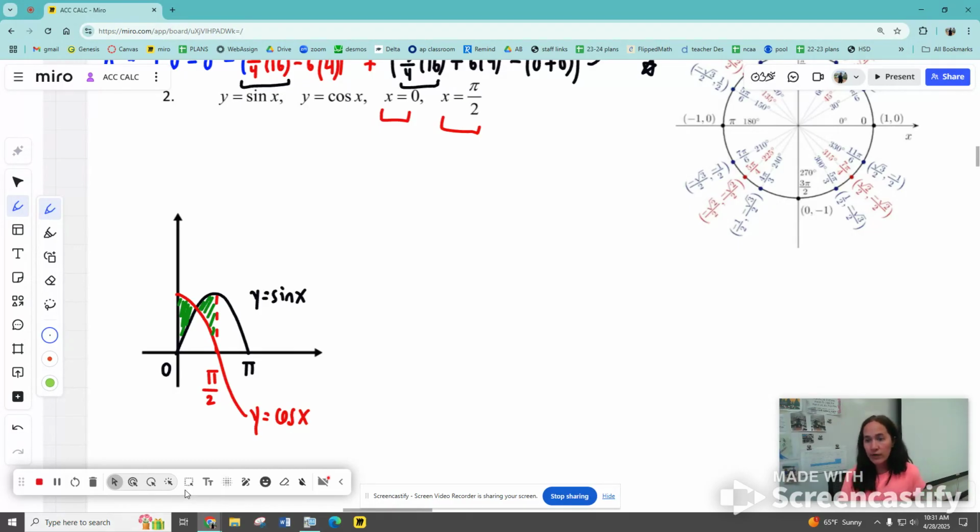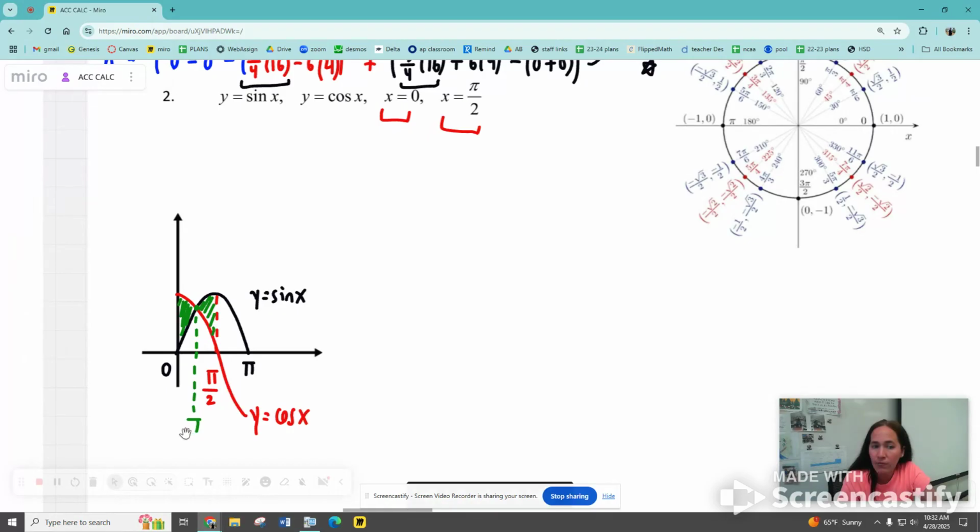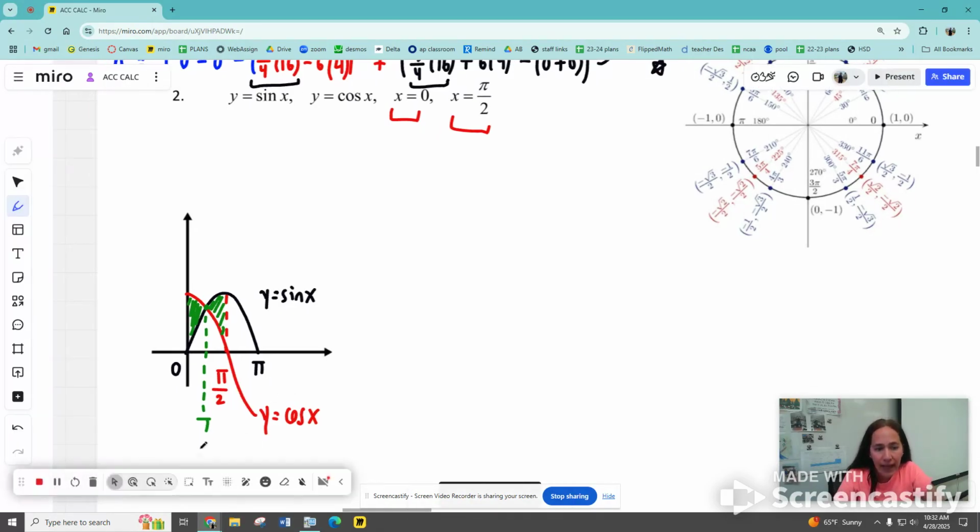So again, we're in the same scenario where you can't always call sine the top function and you can't always call it the bottom function. We need to split this up into two. So we need, what do we need? We need this intersection point. We need to know exactly where they cross. By symmetry, this should happen at pi over 4. It should happen exactly halfway between 0 and pi over 2.